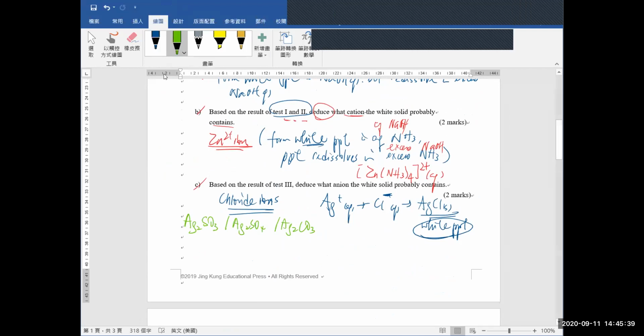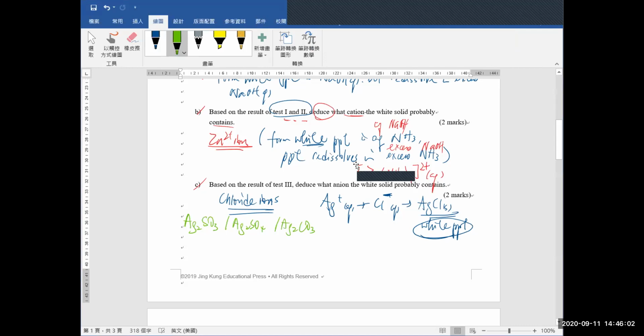Can it be other choices? So the question seems to be asking for the combination of the substance which will form a PPT with silver ions, right? Silver ions. So what can it be? So take a look at the color. Now this one, it is yellow or a little bit brown, right? Or pale brown. How about silver sulfate and silver sulfite?